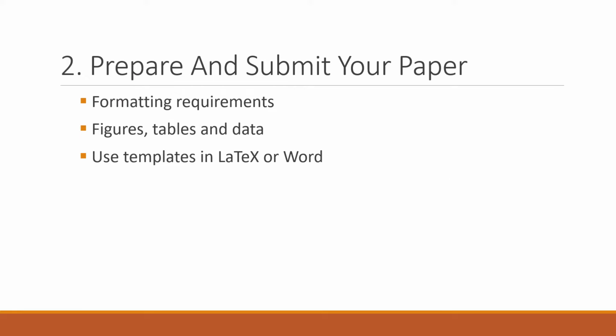Step 2 is to prepare and submit your paper. Every journal has specific formatting requirements, which may differ based on what kind of paper you're submitting. How journals display figures, tables, and data always differs. Even journals under the same publisher are likely to have different formats. Journals will provide you with templates on how to format your paper, often in LaTeX or Word.